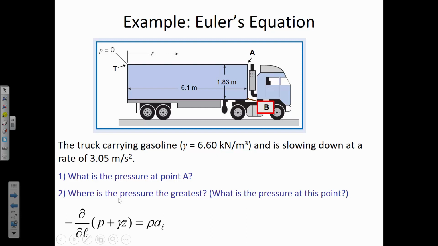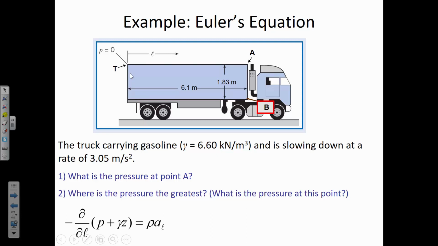So let's just say, for sake of illustration, that we have a tanker truck that's carrying gasoline, and we've got the dimensions of the truck. It's 6.1 meters long, 1.83 meters tall, and we've got a couple of different locations of interest here. Location T is at the top left. Location A is over here at the top right, and then location B is on the right side but at the bottom. And it's known that the pressure at location T is equal to 0.